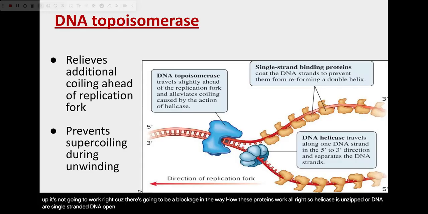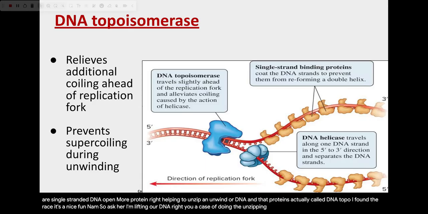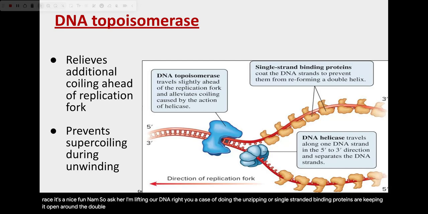We have one more protein helping to unzip and unwind our DNA. That protein is called DNA topoisomerase. It's a nice fun name to say. As we're unzipping our DNA, helicase is doing the unzipping, and our single-stranded binding proteins are keeping it open. Around the double helix itself is this DNA topoisomerase. On the opposite side of helicase is this topoisomerase, and what this enzyme does is prevent supercoiling.